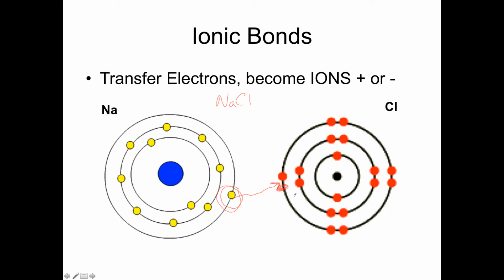Chlorine now has 1, 2, 3, 4, 5, 6, 7, 8 valence electrons surrounding it. And now that this valence electron is gone, this outermost layer no longer exists. This layer is now the outermost layer for sodium. And if we count, it has 1, 2, 3, 4, 5, 6, 7, 8 valence electrons. So both are surrounded by 8 valence electrons, by sodium giving away 1 and chlorine taking it in.